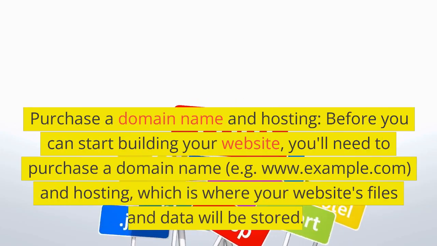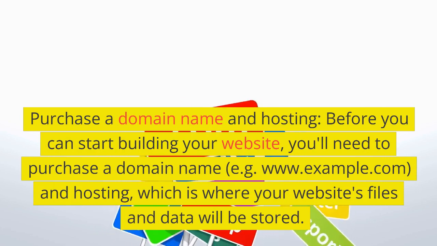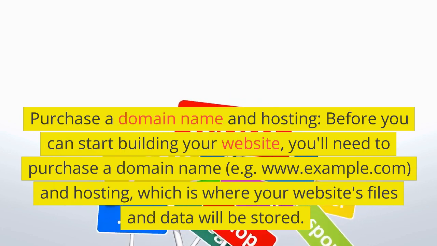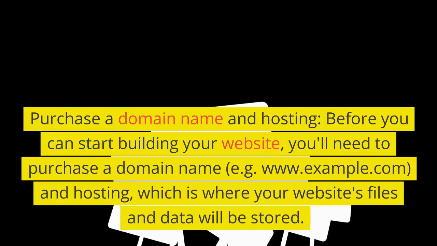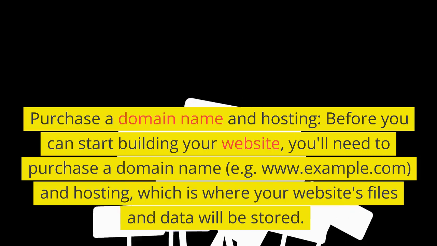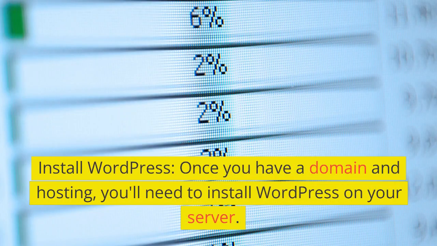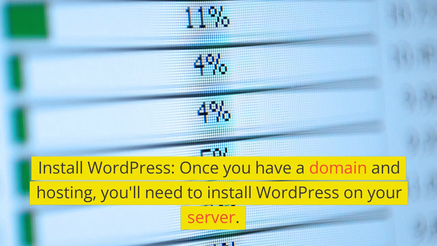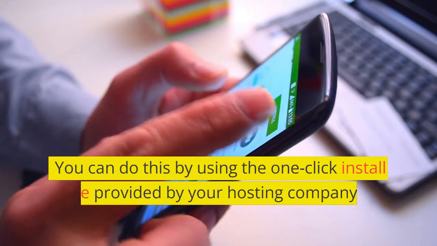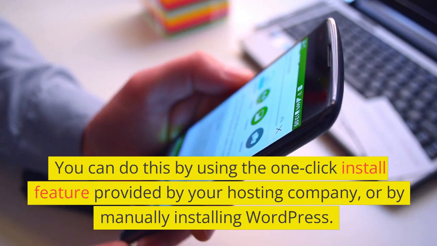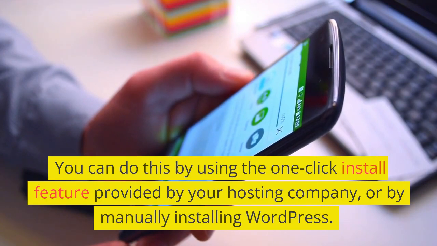Before you can start building your website, you'll need to purchase a domain name, for example www.example.com, and hosting, which is where your website's files and data will be stored. Install WordPress. Once you have a domain and hosting, you'll need to install WordPress on your server. You can do this by using the one-click install feature provided by your hosting company, or by manually installing WordPress.